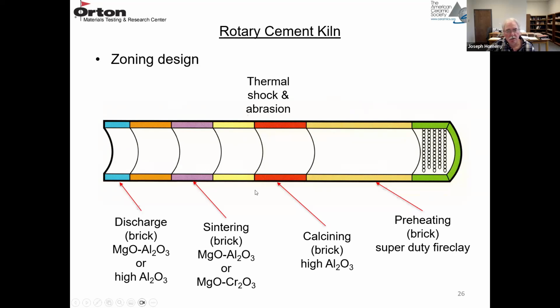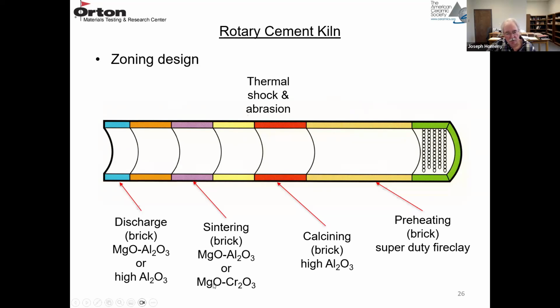And then as you get into the intermediate temperature region, where the material is calcined, where you decompose the carbonates and dehydrate the clay, you might have a higher alumina brick. And then towards the hot region, where you start sintering the charge, that's usually an MgO alumina brick. That's a spinel type material.